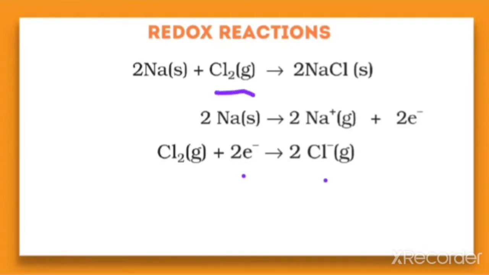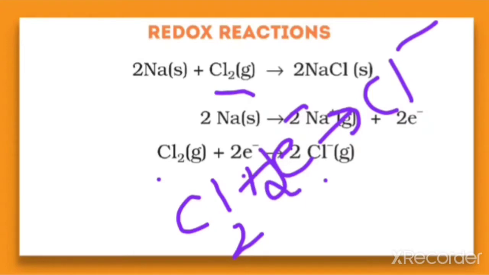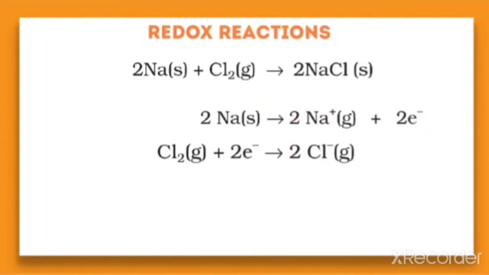Because chlorine exists in nature in the Cl2 form, that is diatomic form, it is written here as Cl2. A single chlorine will accept a single electron to form a single chloride ion. But here Cl2 is there, so we need to take two electrons, then only we get two chloride ions. So this equation is written as chlorine plus 2 electrons giving rise to 2Cl-.